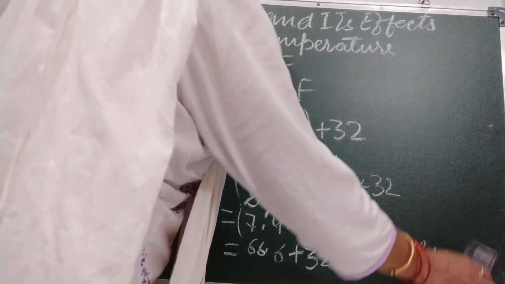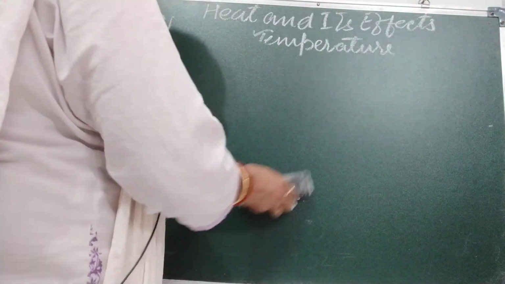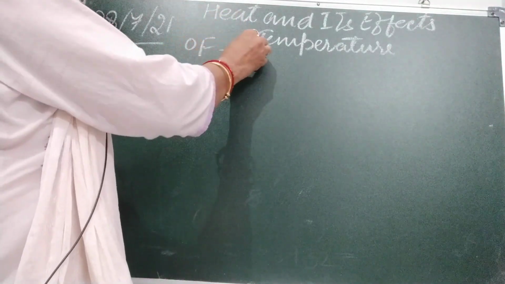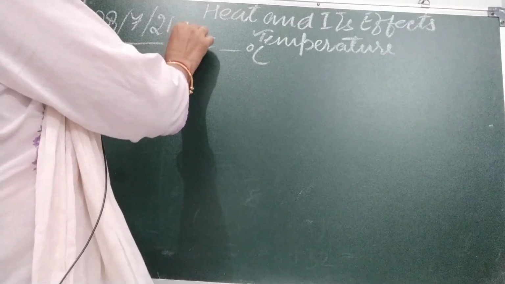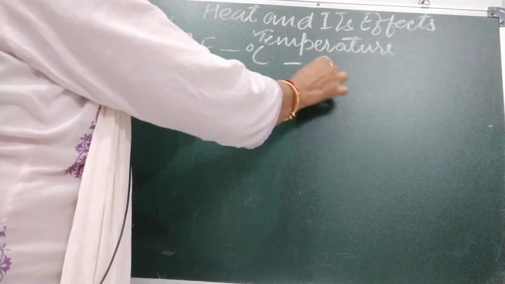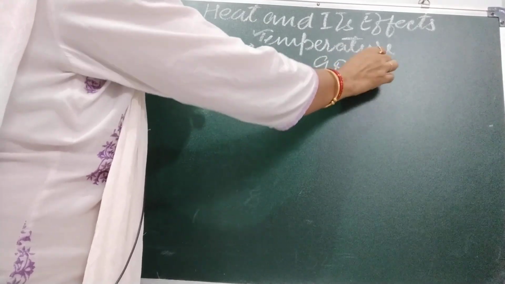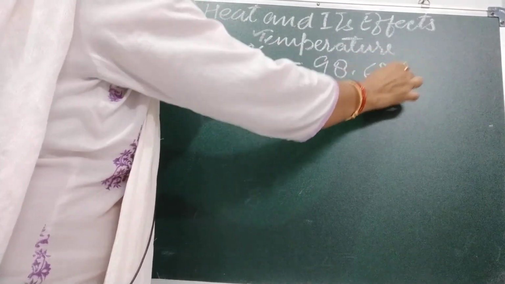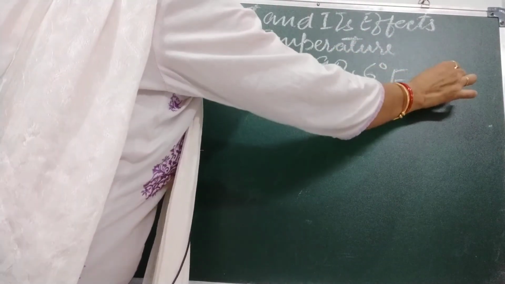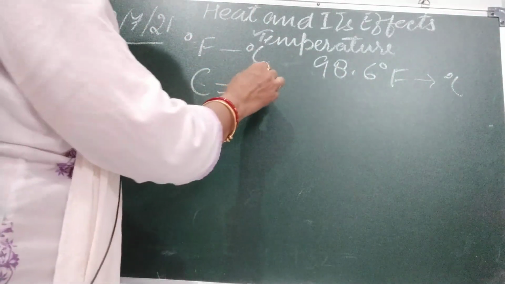Now, next example I am giving: how to convert degree Fahrenheit into degree Celsius. Suppose we have taken the same example, body temperature. Just now we know in Fahrenheit the body temperature is 98.6 degree Fahrenheit. Now we want to convert it into degree Celsius. What is the formula? C is equal to 5 upon 9.